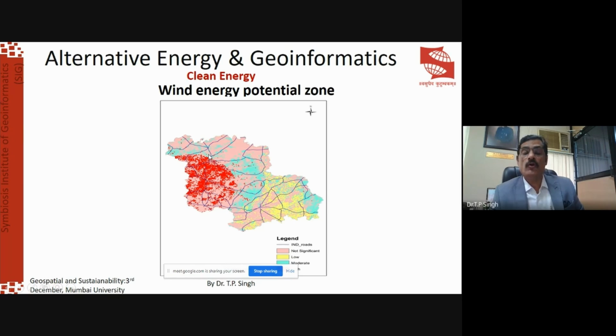So now if I want to establish my wind farm, I will consider this area as the most suitable area for wind farming, and it is going to generate clean energy, which could be an alternative to our conventional energy. We can reduce the use of fossil energy, and this will also help us achieve our goal, which we are calling clean energy.